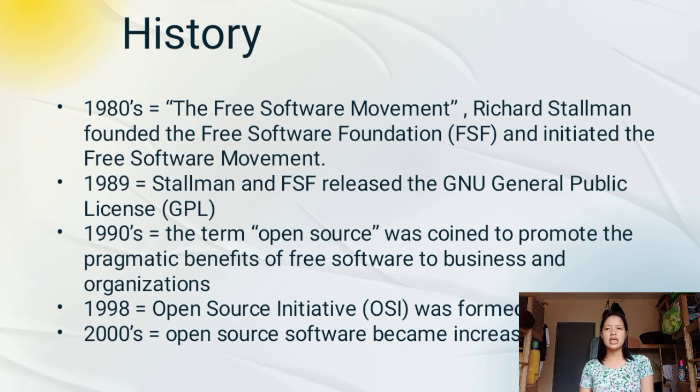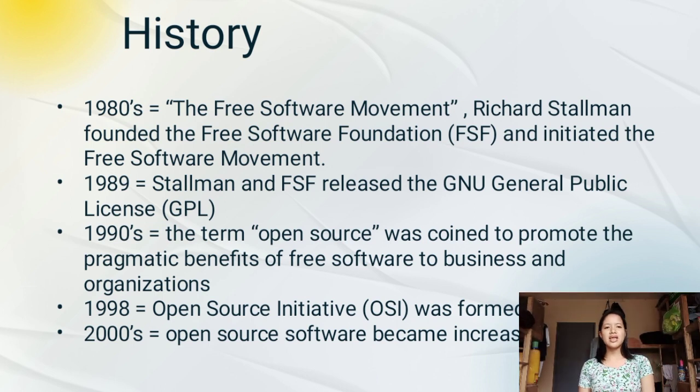software movement. In 1980, Richard Stallman founded the Free Software Foundation and initiated the free software movement. Stallman advocated for software that respects users' freedom, allowing them to run, study, modify, and distribute the software. In 1989, Stallman and the FSF released the GNU General Public License. This license defined the legal framework for distributing and modifying software while ensuring users' freedom.